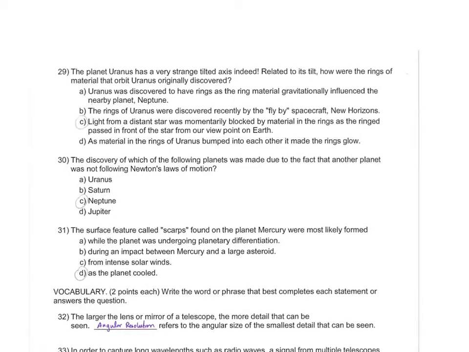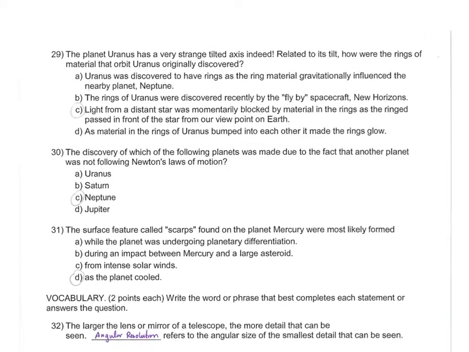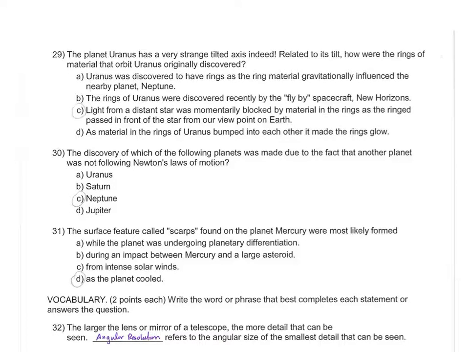Question 29. The planet Uranus has a strange tilted axis of rotation. And how did we see its rings, kind of related to its tilt? And so C is the best answer there.